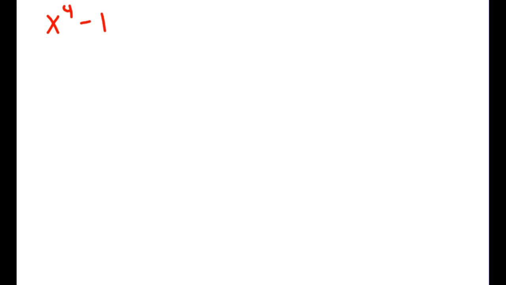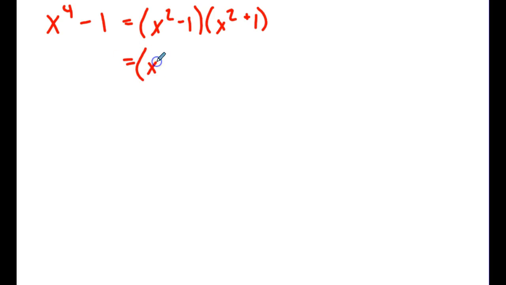Next example, we have x to the 4th minus 1. Again, we want to use polynomial identities to rewrite this in an equivalent form, break it down. We can treat this as a difference of squares. So this factors into x squared minus 1 times x squared plus 1. X squared minus 1, that's the difference of squares. That will factor into x plus 1 times x minus 1.